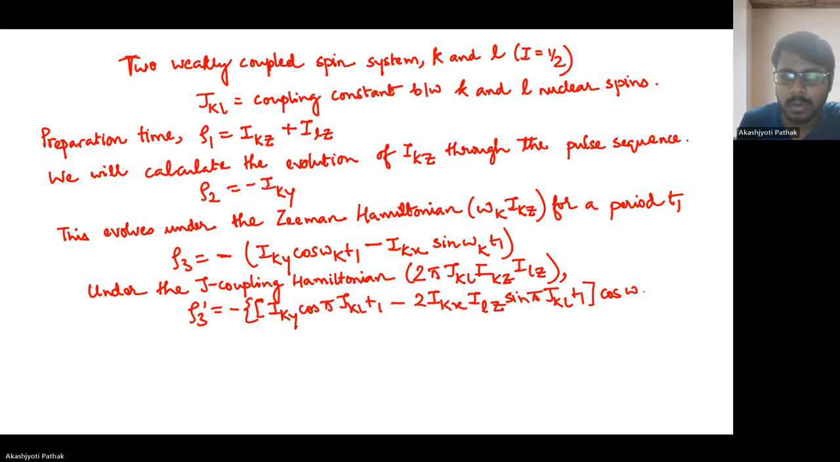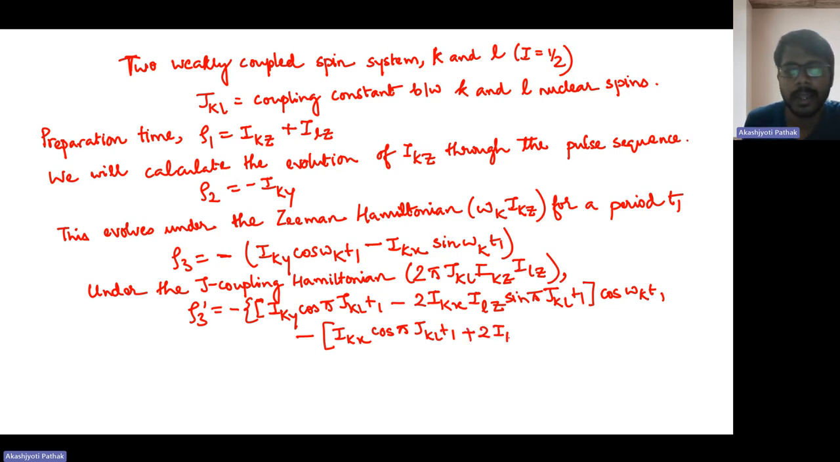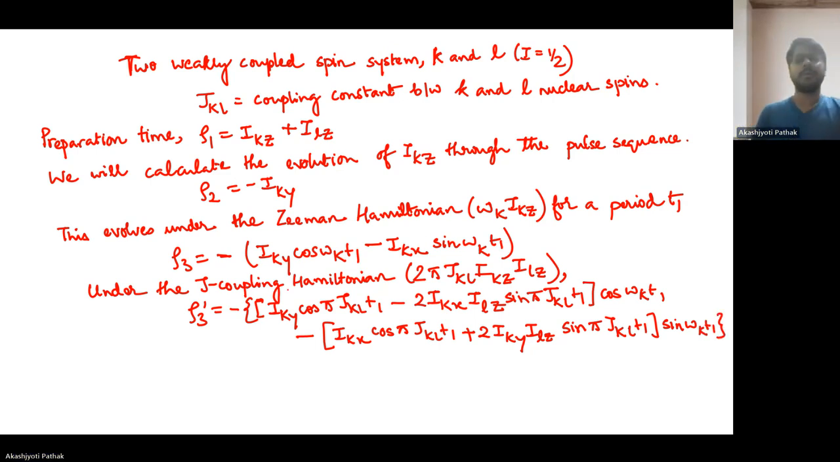Then cos omega k t1, and then minus I a x cos pi jkl t1 plus 2 I ky I lz sine pi, and again omega k t1. Okay.